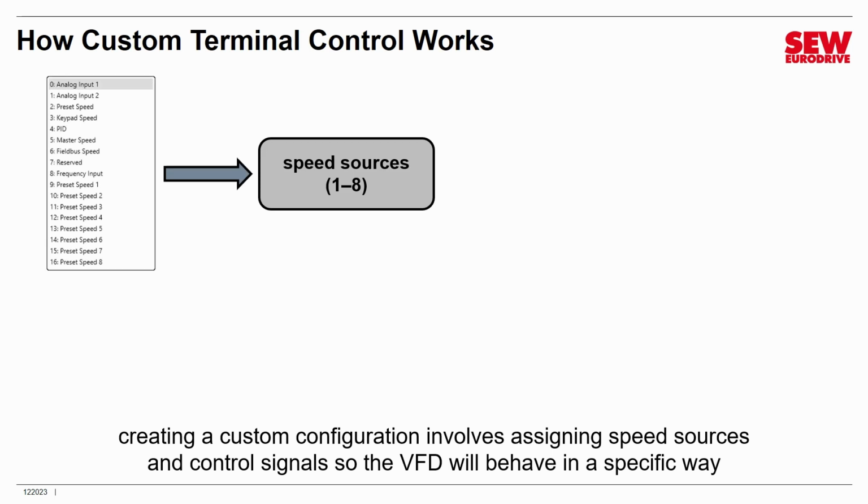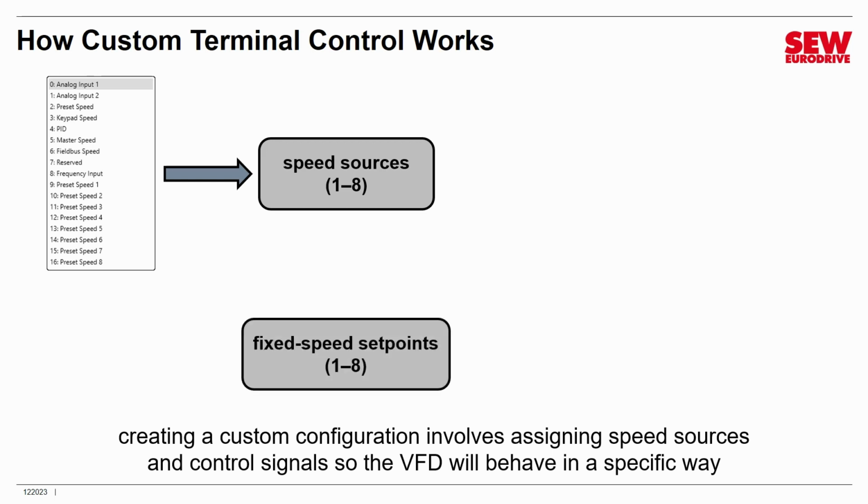Here's a master list of all the speed sources, and I think some of these probably look familiar to you. You notice analog input 1, that's one of the inputs that's often connected to a potentiometer. You also see the 8 familiar preset speeds, and then a whole bunch of other sources. What you do is you pick these different sources, you put them in the 8 speed source memory locations, and the VFD will then use these in custom terminal control mode to control its speed.